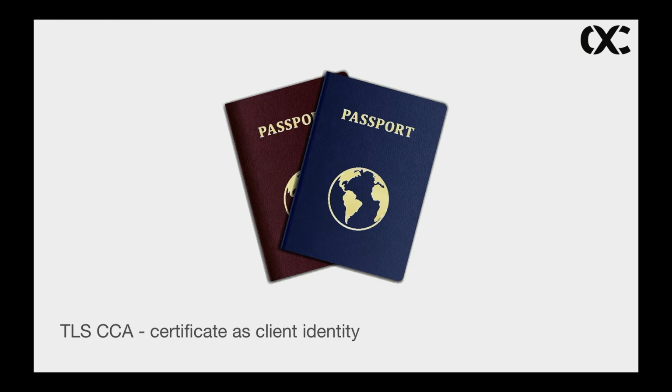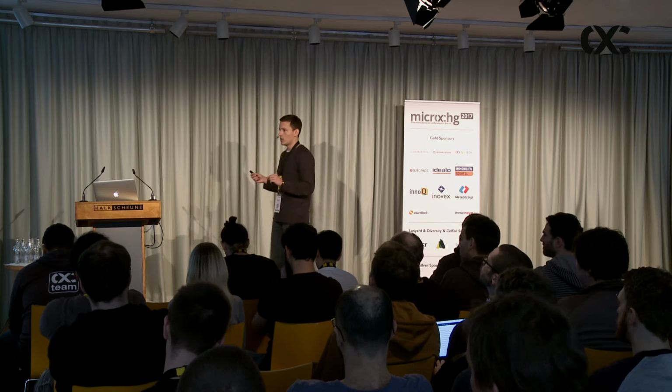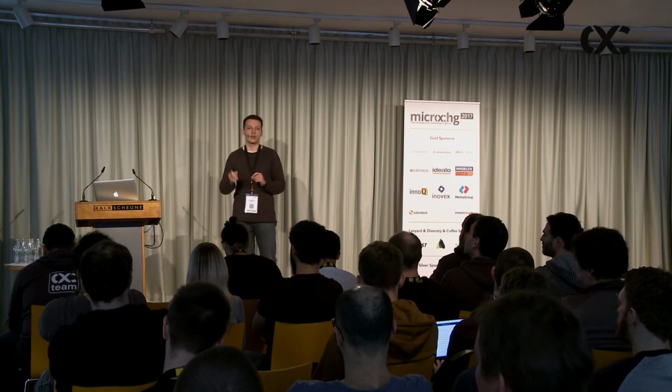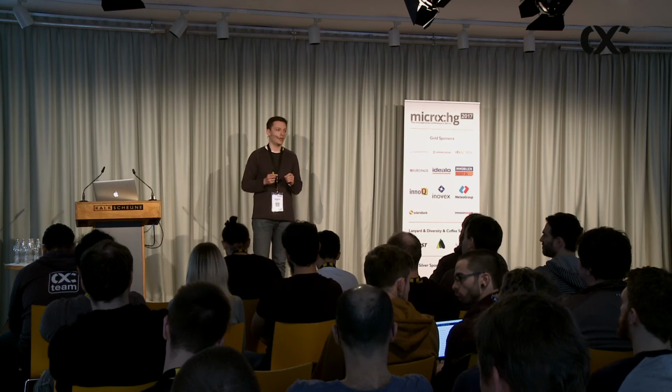Which technology can we use for trust between microservices? One possible solution could be TLS client certificates. I guess all of you know that TLS is a default choice for transport level encryption and transport level security, but it can also be used for authentication purposes. So you might be using client certificates, not only service certificates, to authenticate your clients.